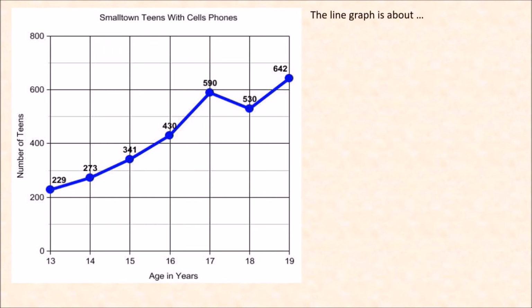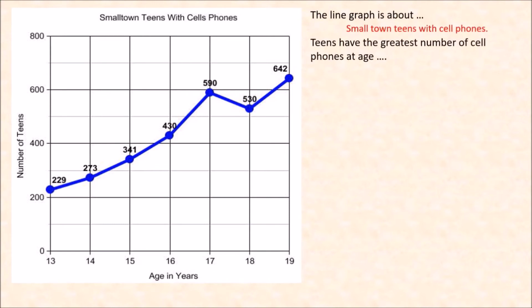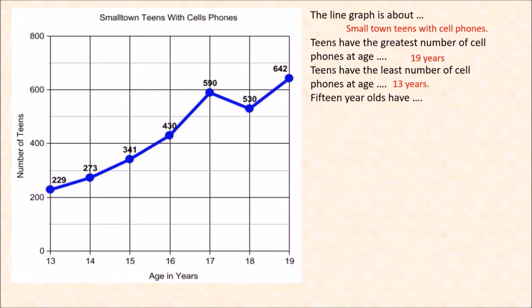So the line graph is about small town teens with cell phones, and teens have the greatest number of cell phones at age, so that would be the highest point, that's at 19 years. Teens have the least number of cell phones, that would be the lowest point on the graph, and that's 13 years. The 13 year olds.